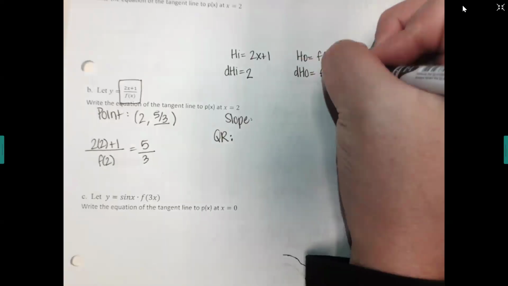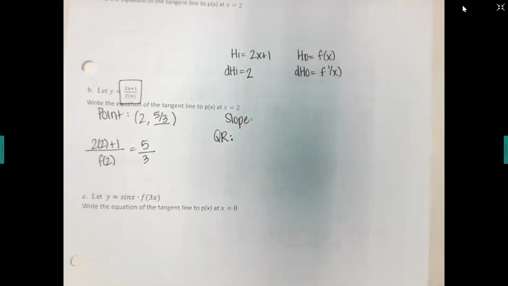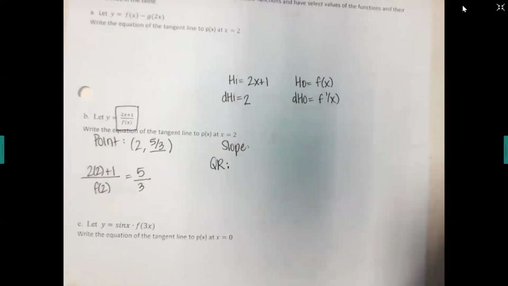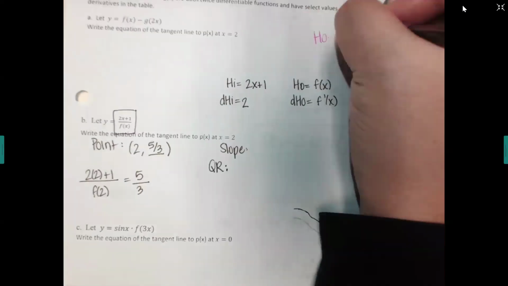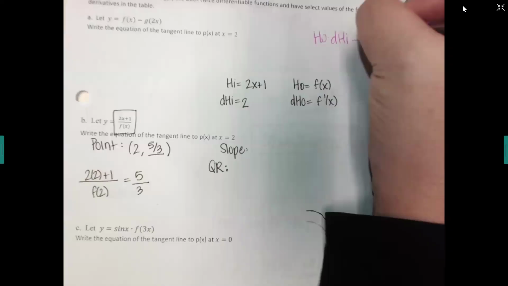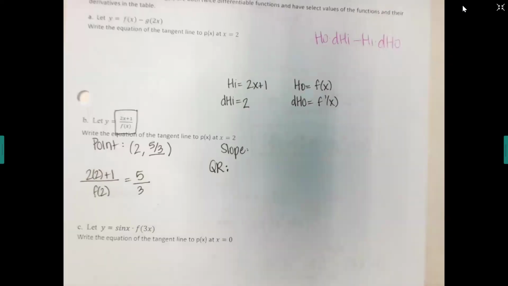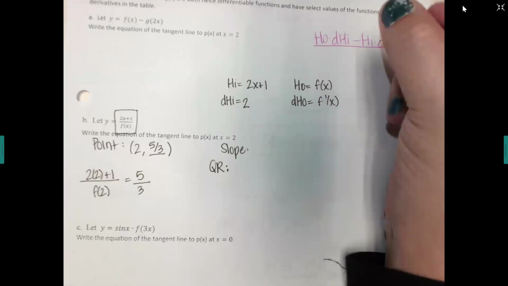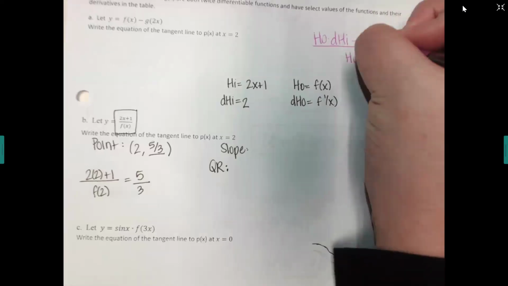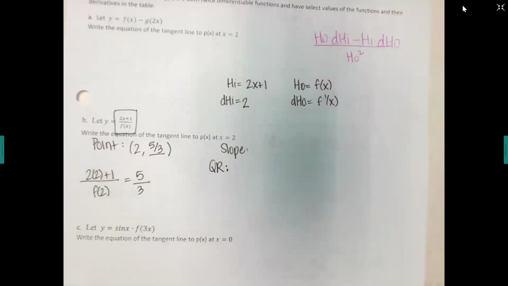If the bottom is a regular f, what does the derivative go to? F prime. And then remember, for quotient rule, the order does matter. You don't have to write this if you don't want to, but ho d hi minus hi d ho, because remember the ho's have to go in the corners. And then ho squared on bottom. Okay, that's for your quotient rule.